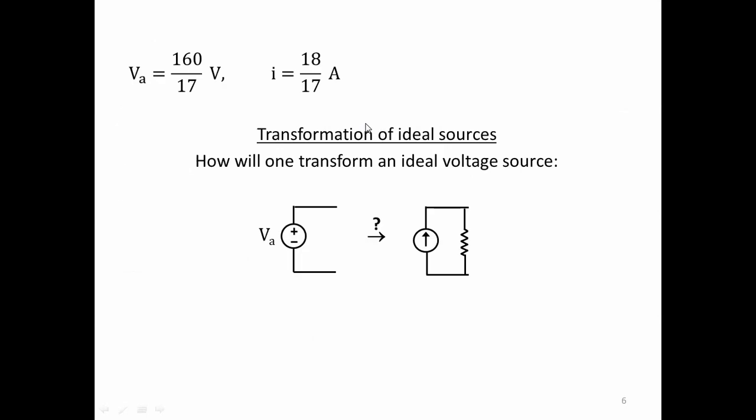Okay. The answer is VA is equal to 160 by 17. The current I is equal to 18 by 17 in both the networks. So you check whether you've got these answers or not.